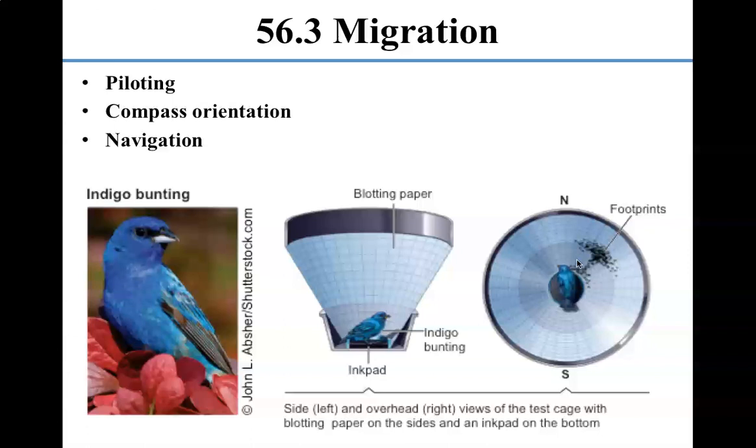Navigation is the most complicated wayfinding mechanism. In navigation, an animal moves towards a specific destination, and they do it using both compass orientation and a mental map of where they're going. So they might make a trip, a migration, and they pay attention to landmarks and they use compass orientation, and then they're able to combine all of that data and create a mental map.